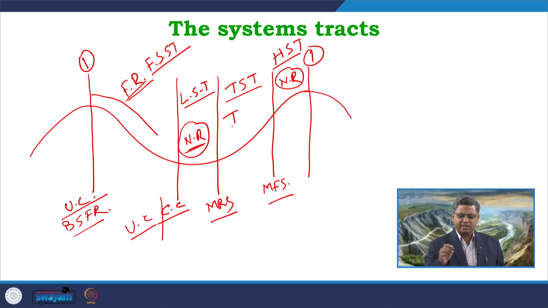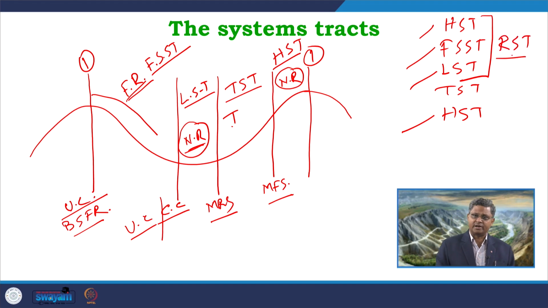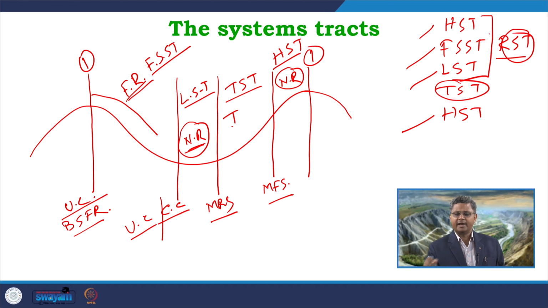So, commonly we get these four: the FSST, we get LST, we get TST and we get HST. And in some cases this FSST, LST and HST, if I start from here with an HST at the top, then this HST, FSST and LST together will form an RST, regressive systems tract. So, in those cases we can identify only two, a TST and RST.